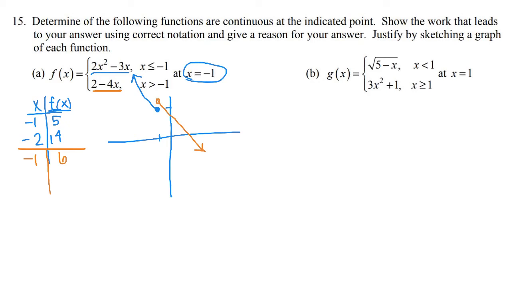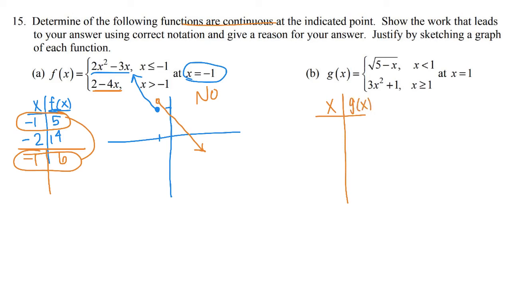Now the question itself is asking, well, is this particular function continuous at x equals negative 1? And very quickly we can see that this point at negative 1, that y value, is not the same as this y value. So are we continuous at negative 1? The answer is no. And we've proven it with our graph and our t-chart. So using that same idea, here we're going to try it with g of x.